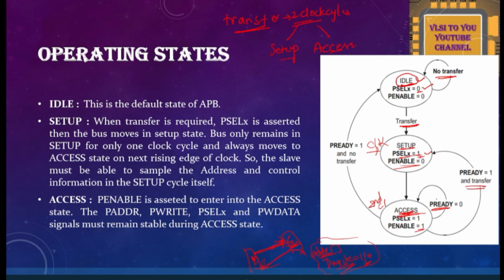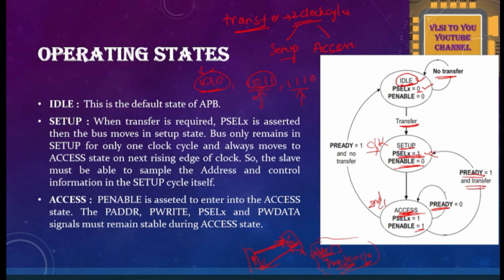And if there is another transfer, for example, a transfer is nothing but transferring some set of data. If there are three packets of data that I want to transfer, this first data is transferred, fine, because PREADY is 1, so the transfer took place. But there are two more packets of data that I need to send. So again it will go to setup, the select will be 1, and PENABLE will be equal to 0. Again it comes to the access state, and again the transfer happens if PREADY equal to 1. In this way the cycle will be continuing.